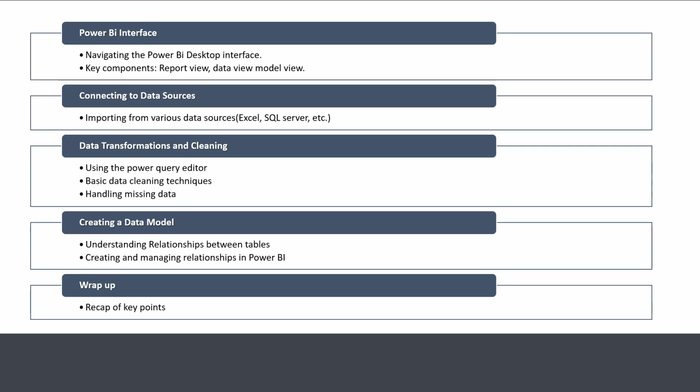To wrap up part 1 of our 3-part series, we've covered the Power BI interface, and we've learned about the key components. We've learned about connecting to various data sources and how to transform and clean data using the Power Query editor. Last, we went over and created a data model, understood the relationships between the tables, created and managed additional relationships between the tables by putting together a calendar and marking it as the calendar.